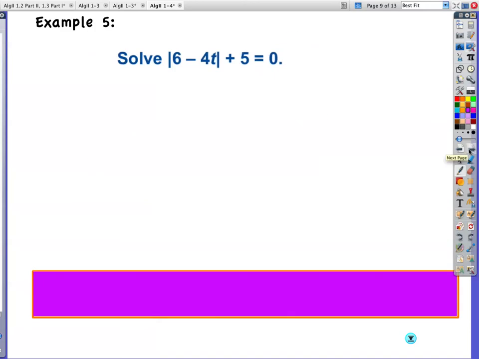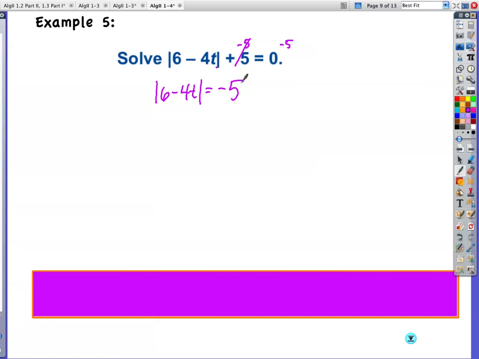Okay, now I have this, and I have got to get the absolute value alone. I have kids who sometimes forget that. This is a good example because you're like, what am I setting it equal to? So the absolute value of 6 minus 4t is equal to, here's where I'm going to subtract 5 from both sides because it's not in the absolute value, so I have it equal to negative 5.